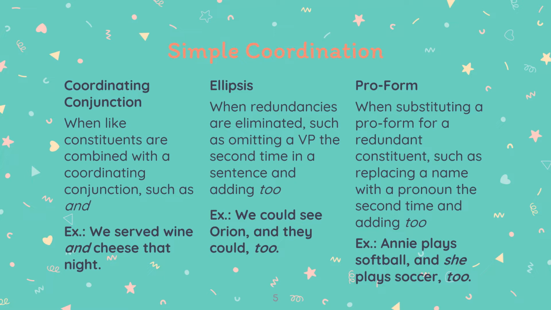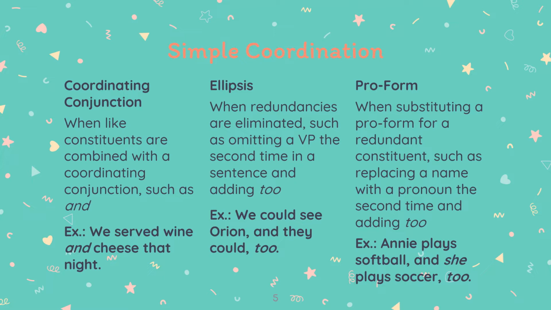Ellipses is the second kind of simple coordination, and this is when redundancies are eliminated, such as omitting a verb phrase the second time in a sentence and adding the word too. Here's an example. We could see Orion and they could too. In the second part of the sentence, the verb phrase see Orion is eliminated to avoid redundancy, and the word too is added.